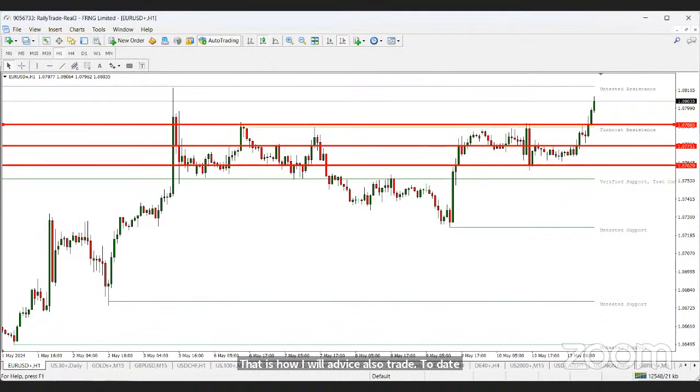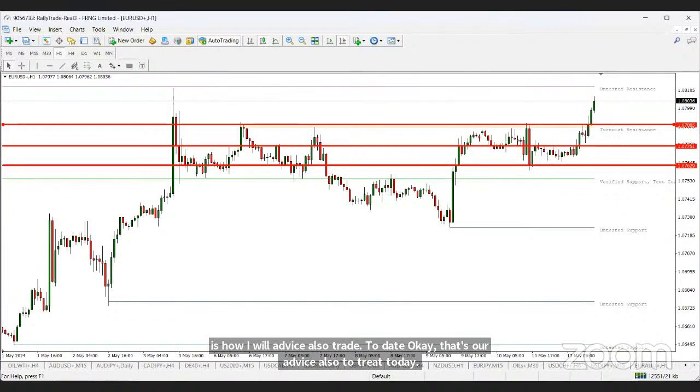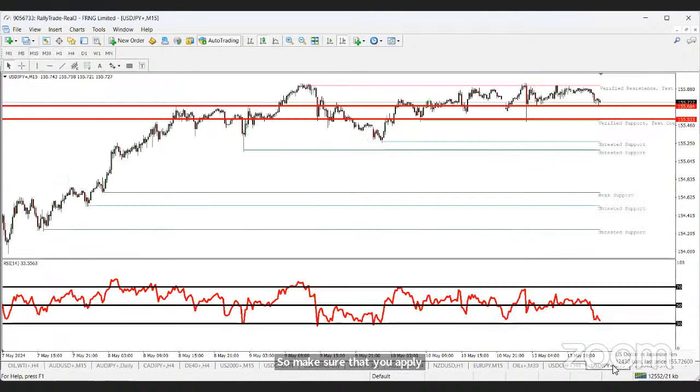So make sure that you apply proper risk management to your trades. Use appropriate lot size. Do not use lot sizes that are too much, and stick with instruments around your capital strength. You understand? But yes, that's how much we could take today.